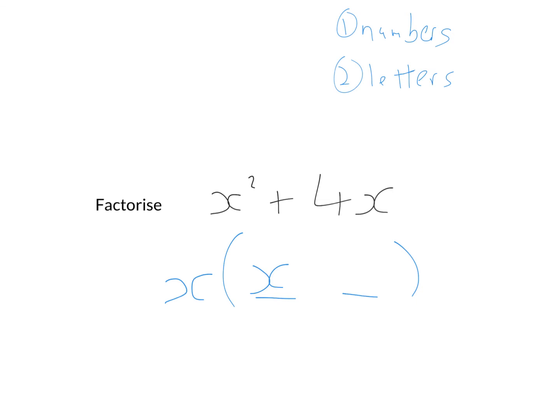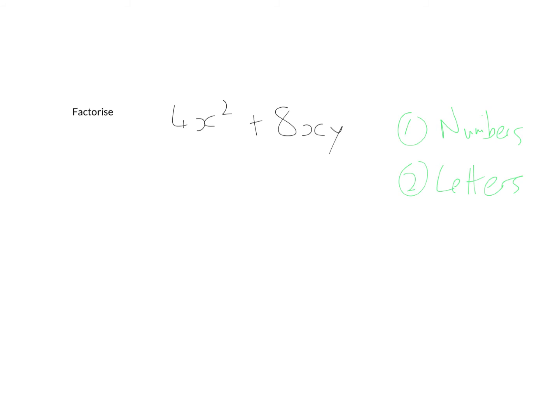Then we can think, what about the second term? X times what is going to give us positive 4x? The answer to that is x times positive 4. So if we want to think back through this and check our work, does x times x give me x squared? Yes, it does. Does x multiplied by 4 give me 4x? And yes, it does. Okay, so we're going to have a look at one last example now.